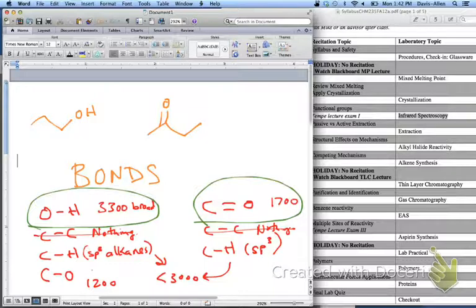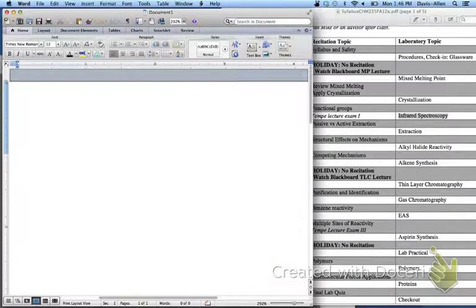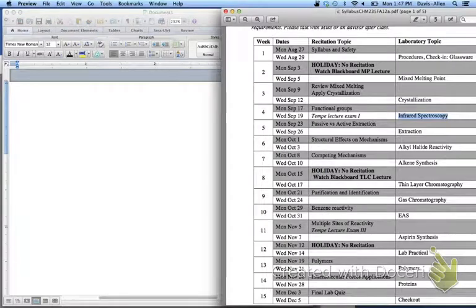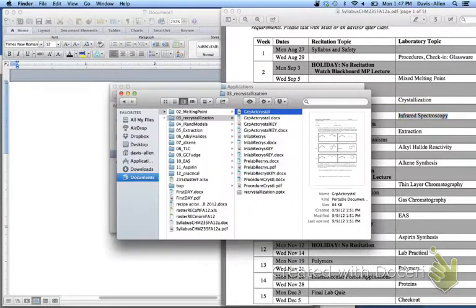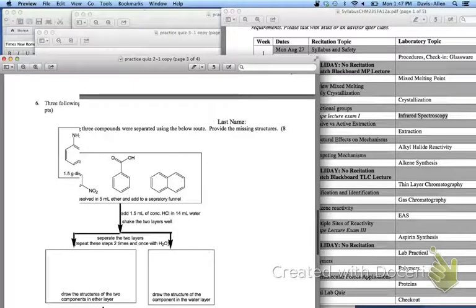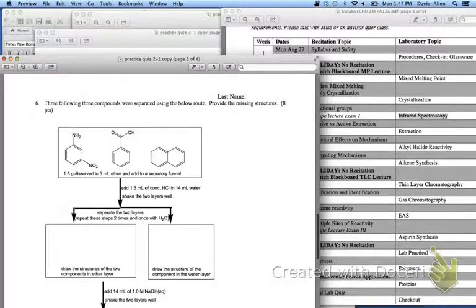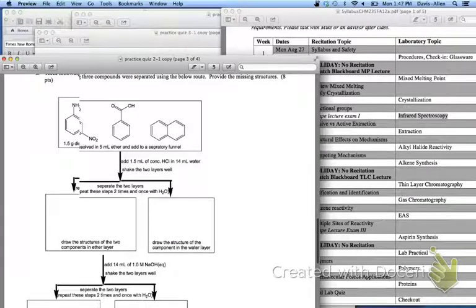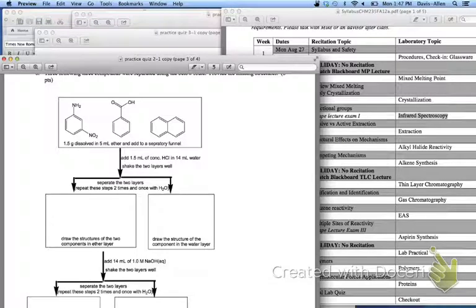Extraction, probably going to be the most difficult. The most difficult questions on the exam. I would recommend going through the flow chart from practice exam quiz 2. This will be extremely helpful for identifying things. If you're familiar with functional groups, that helps out a lot.